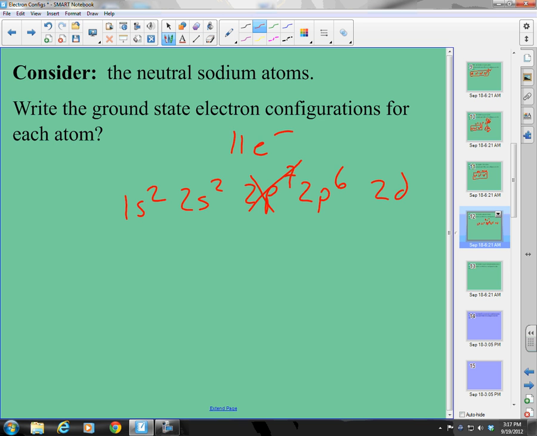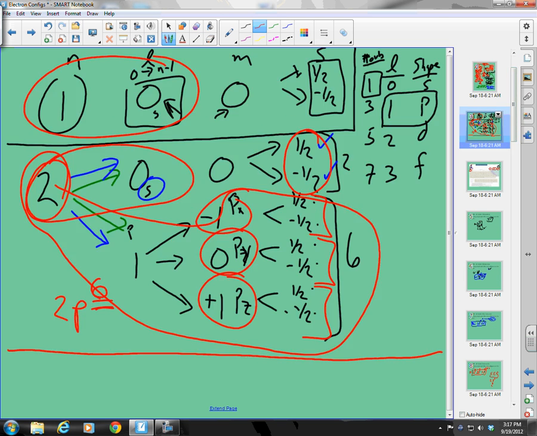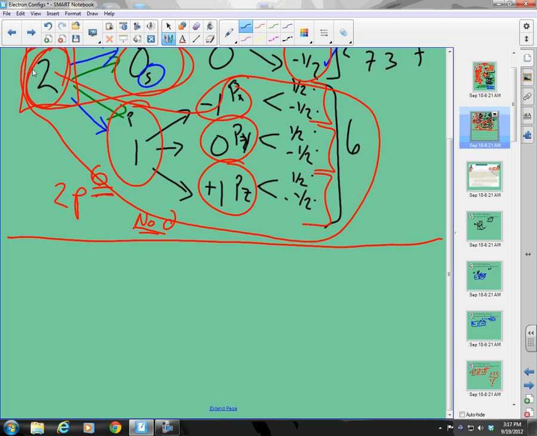Well, I'm not sure. Let's go back and look at our quantum numbers. We have our n equals 1 and our n equals 2. In my 2, I have s orbitals and I have p orbitals. Do I have a d orbital? No d. There's no d orbital, so where do I go next? We'd go to n equals 3. And when n equals 3, what are my L's? L's go from 0 to n minus 1, so that means it would be what?